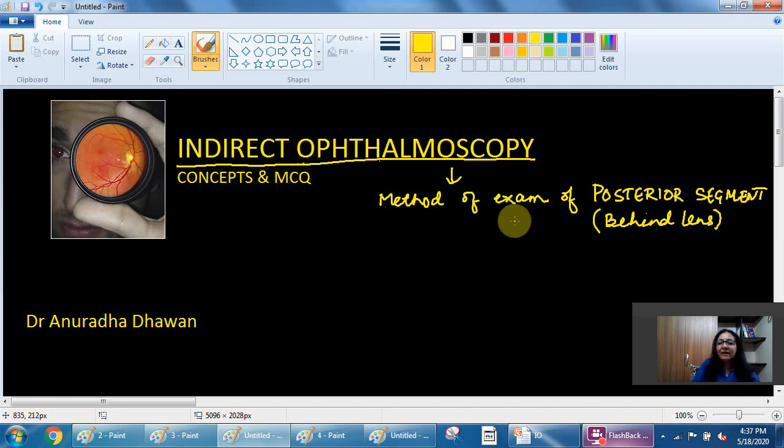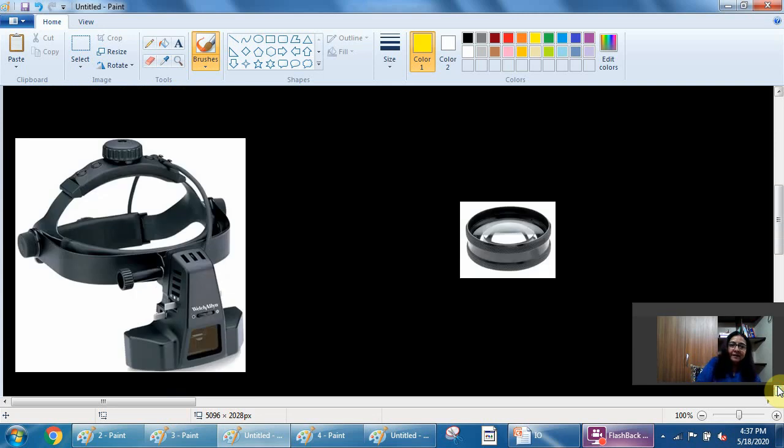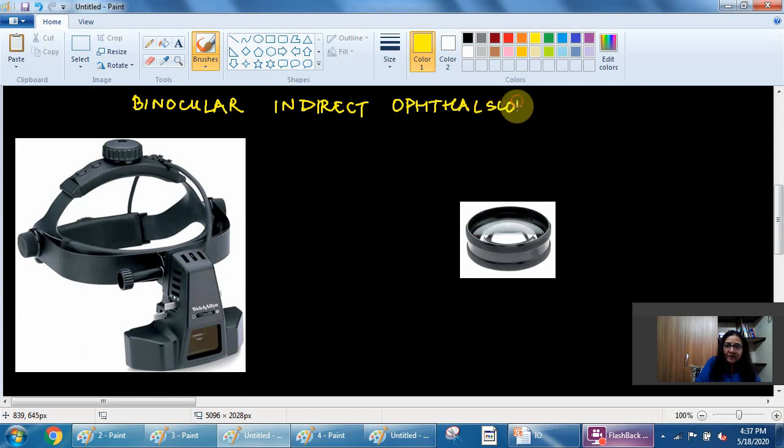Why this method is called indirect ophthalmoscopy, I will shortly tell you, but let us see what we do in this. To examine the posterior segment of the eye, we do indirect ophthalmoscopy, and the instrument which is used is called binocular indirect ophthalmoscope. As you can see the picture over here, this is the instrument which is used. This instrument essentially has a few main parts, so I can just call it BIO.